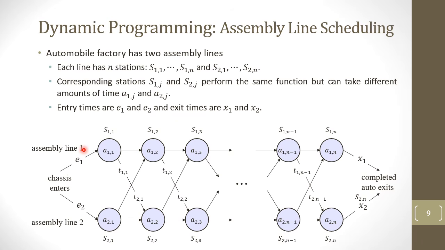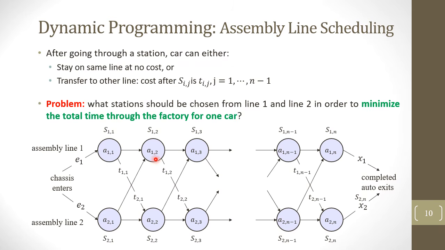Entry times and exit times of those lines are defined as e1 and e2 for line 1 and line 2, and x1 and x2 for line 1 and line 2 respectively. After going through a station, a car can either stay on the same line at no cost or transfer to the other line with some transfer cost. We want to know which stations should be chosen from line 1 and line 2 in order to minimize the total time through the factory for one car.